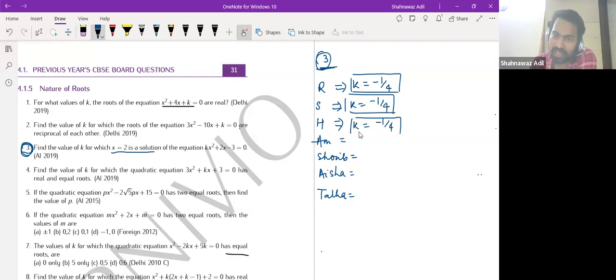Good, so you guys see that this answer has a majority. So Amar, Shoaib, Aisha, and Talha, what about you guys? What is the meaning of x equals 2 is a solution? So let me give a hint. You have p(x) and p(2) is one of the zeros. If this is one of the zeros, then what happens? I can give you this much of a hint.